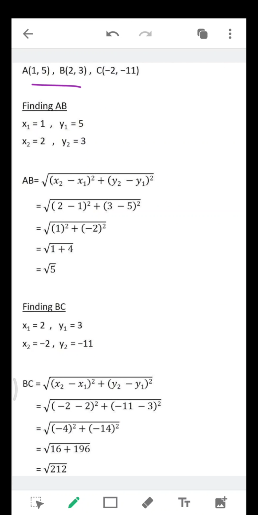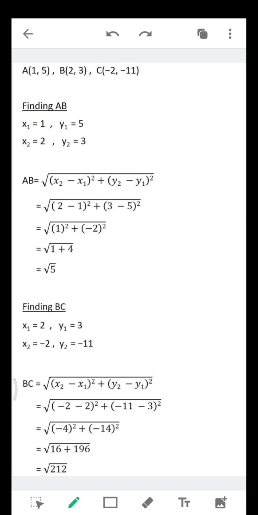Finding the distance AB first, x1, y1 is 1 comma 5 and x2, y2 is 2 and 3. So we found the distance and the distance is root 5. Then we'll find BC. x1, y1 is 2 and 3 and x2, y2 is -2, -11. We'll find the distance BC using the distance formula again. So I am getting root 212 units. Hope you are perfect in finding distance. You don't need further explanation of finding distance.